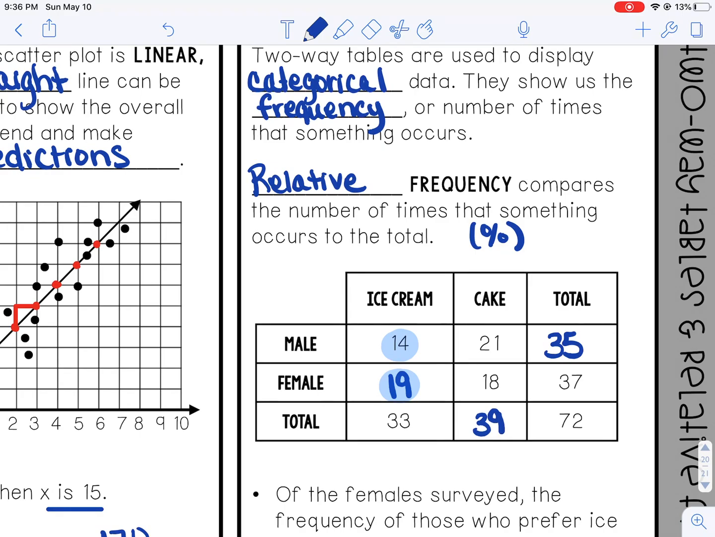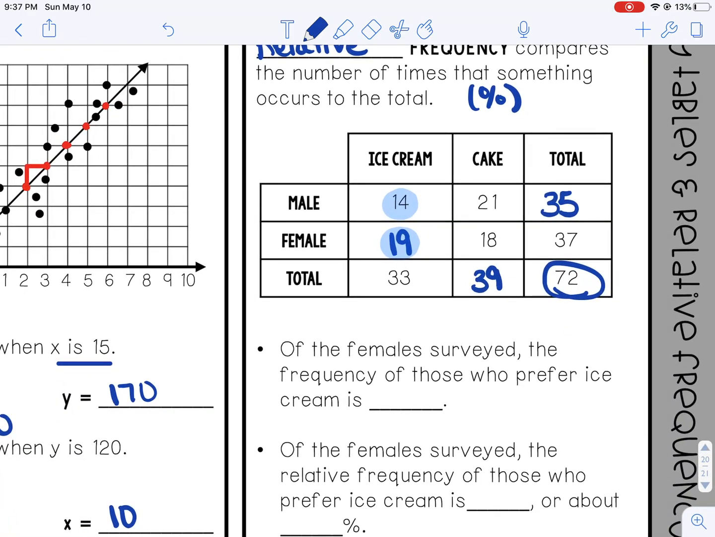How many total people were surveyed? Well, that's going to be that total right here. 72 people were surveyed. We're going to need those figures to be able to answer these questions. Of the females surveyed, the frequency of those who preferred ice cream is, well, you're only looking at females surveyed. The frequency of those who prefer ice cream is 19. So 19 preferred ice cream.